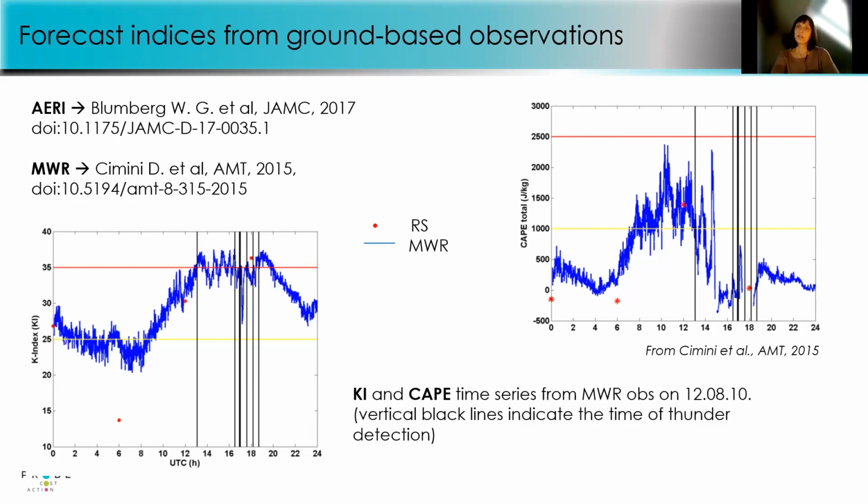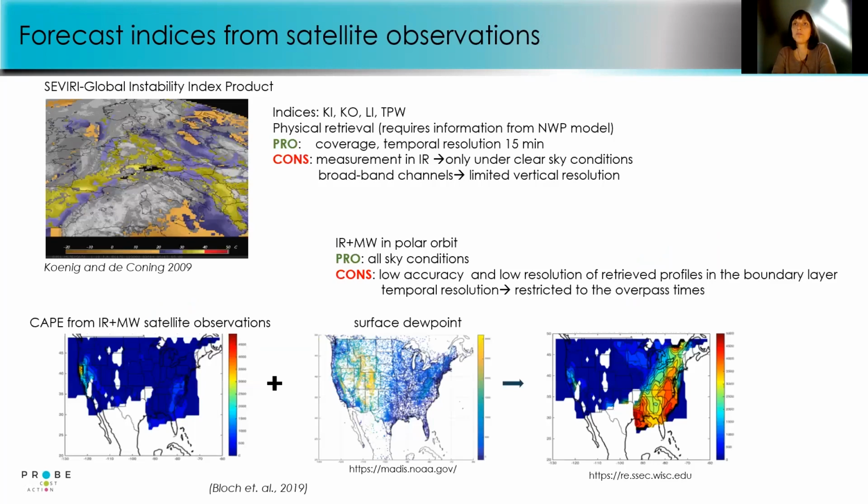On the other hand, the ground-based profilers provide only single-point observations, which are representative only for some area around the observation location. But this information is not sufficient to create a map of stability indices, which can be helpful for operational weather forecasters. A more complete picture is provided by satellite sensors.